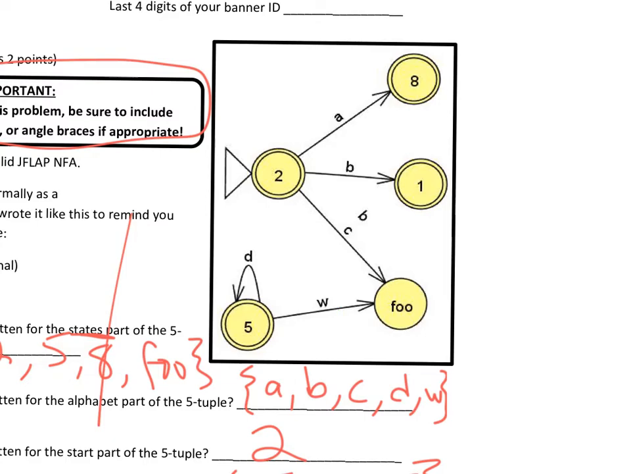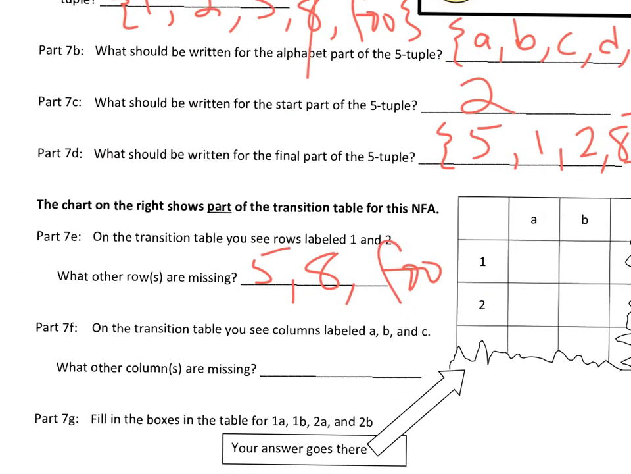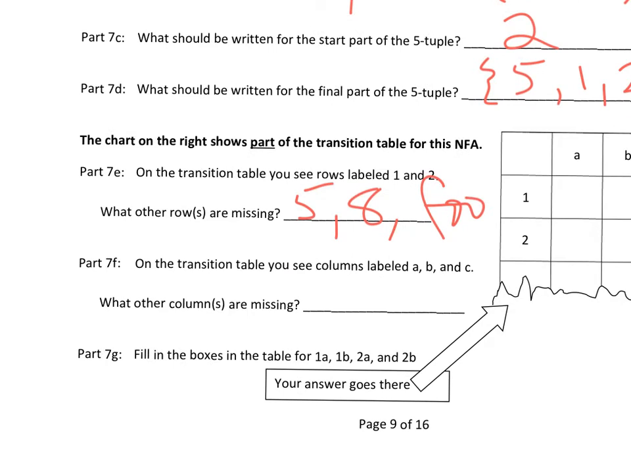And remember that, here, let me move this up. So what other columns are missing? Well, our chart definitely gets D. It definitely gets W. And then as I was starting to say, you have to remember that you always do a column if you have an NFA for lambda. So we have to add a column for lambda. And then we're just asked to fill in the boxes on the right.